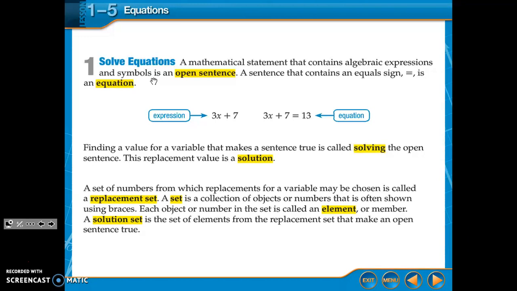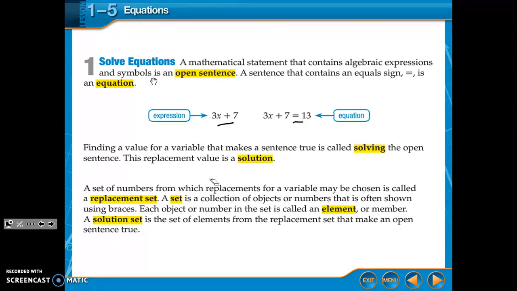Okay, so what some of these vocabulary words mean is, if we're solving an equation, a mathematical statement that contains algebraic expressions and symbols is an open sentence. A sentence that contains an equal sign is an equation. So this one here is an open sentence. This one is an equation because it has the equal sign. Finding the value for variables that makes a sentence true is called solving an open sentence. Okay, so an open sentence could be either of these, but this one's an equation, this one's an expression. The replacement value is a solution.